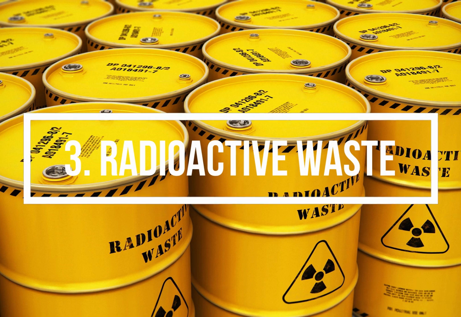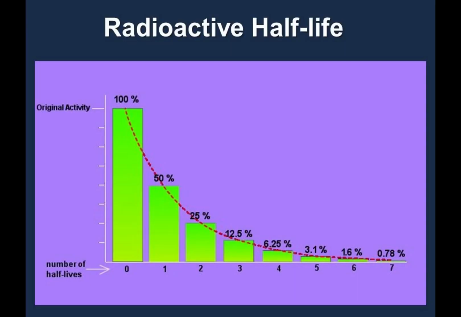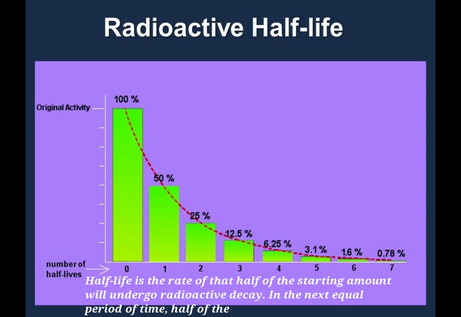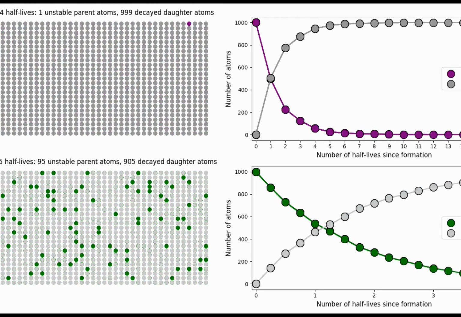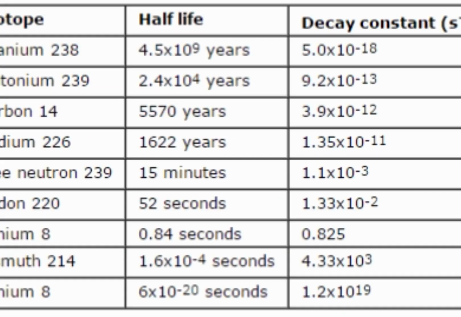Number 3. Radioactive leaks. Half-life is the rate of decay. Half of the starting amount will undergo radioactive decay. In the next equal period of time, half of the remainder decays. The half-life of an isotope is always the same, regardless of the starting amount. The half-life for various isotopes ranges from a fraction of a second to many thousands of years.